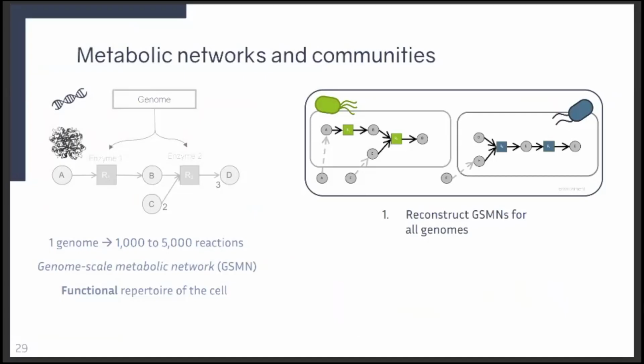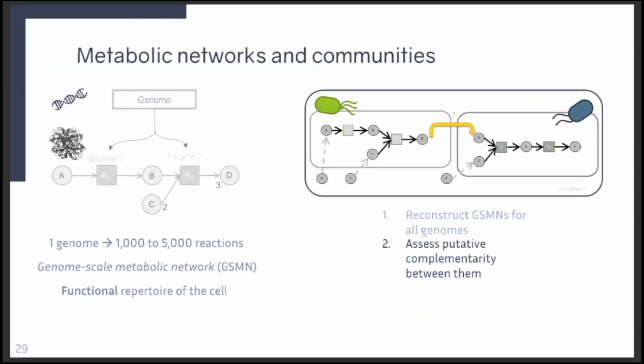So we have to do it automatically because the communities can be very large. We want to assess the complementarity between the metabolic networks. We want to understand what one metabolic network can provide the other. So here, there is one compound that is producible by the green bacterium and is a precursor for the blue bacterium. That is the kind of motif that we want to identify.